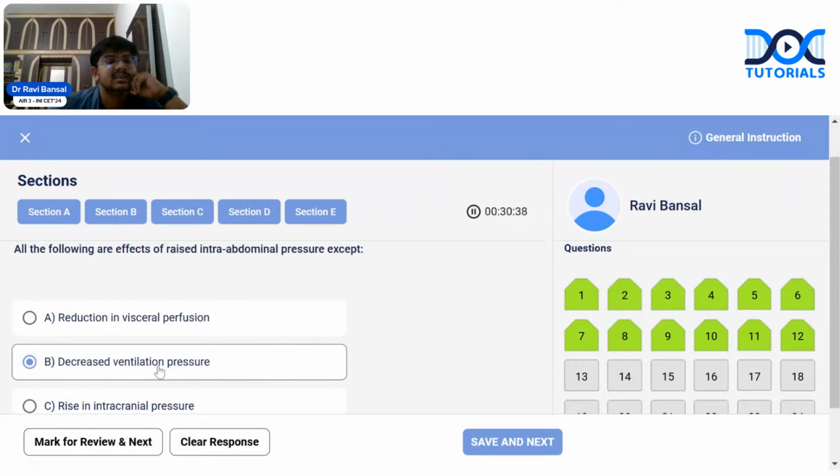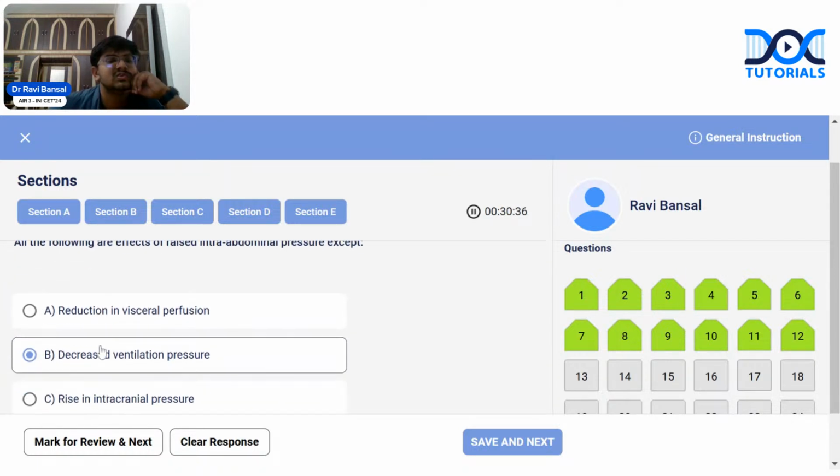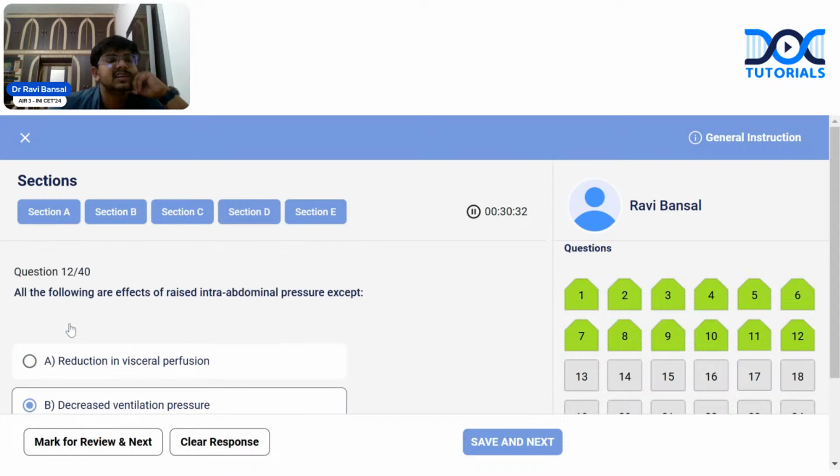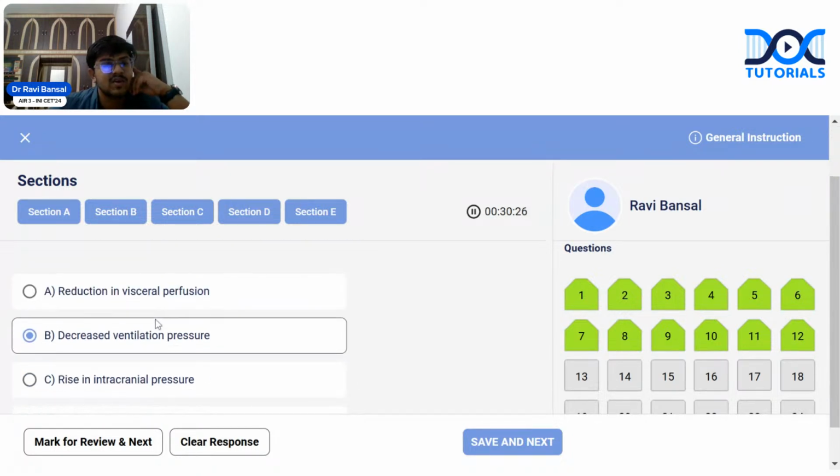So this is a cliche. Even if you don't know the concept, you can still attempt the question by knowing that in laparoscopy you avoid laparoscopic surgery in COPD patients because you have to increase the ventilation pressure for that patient. So there will be increased pressure, not decreased.